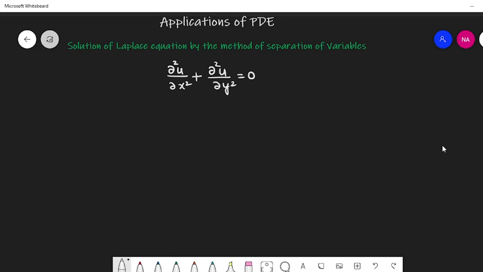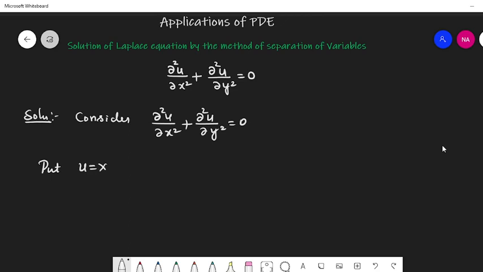So now let us move to the solution of Laplace equation. Consider the Laplace equation: dou square u by dou x square plus dou square u by dou y square equal to 0. Since we are applying the separation of variables method, we have to assume the dependent variable to be the product of independent variables. So put u equal to capital X into capital Y.